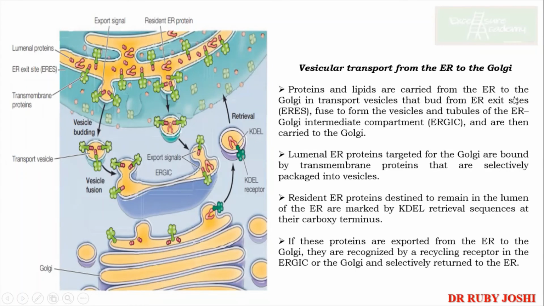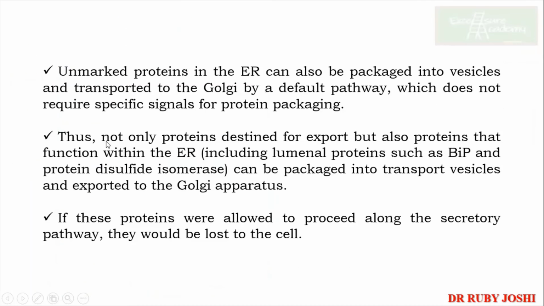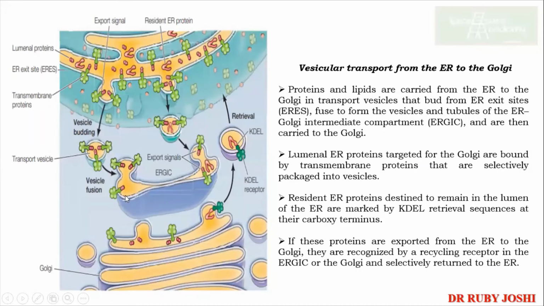Okay. So from there it will form and it will get fused to your ERGIC, that is your ER Golgi intermediate compartment, which comes between your ER and Golgi apparatus, ERGIC. It goes and gets fused over there, okay? And then it comes to the Golgi. Now what happens is that the proteins which are meant for your Golgi, okay? Which are meant for your ER.